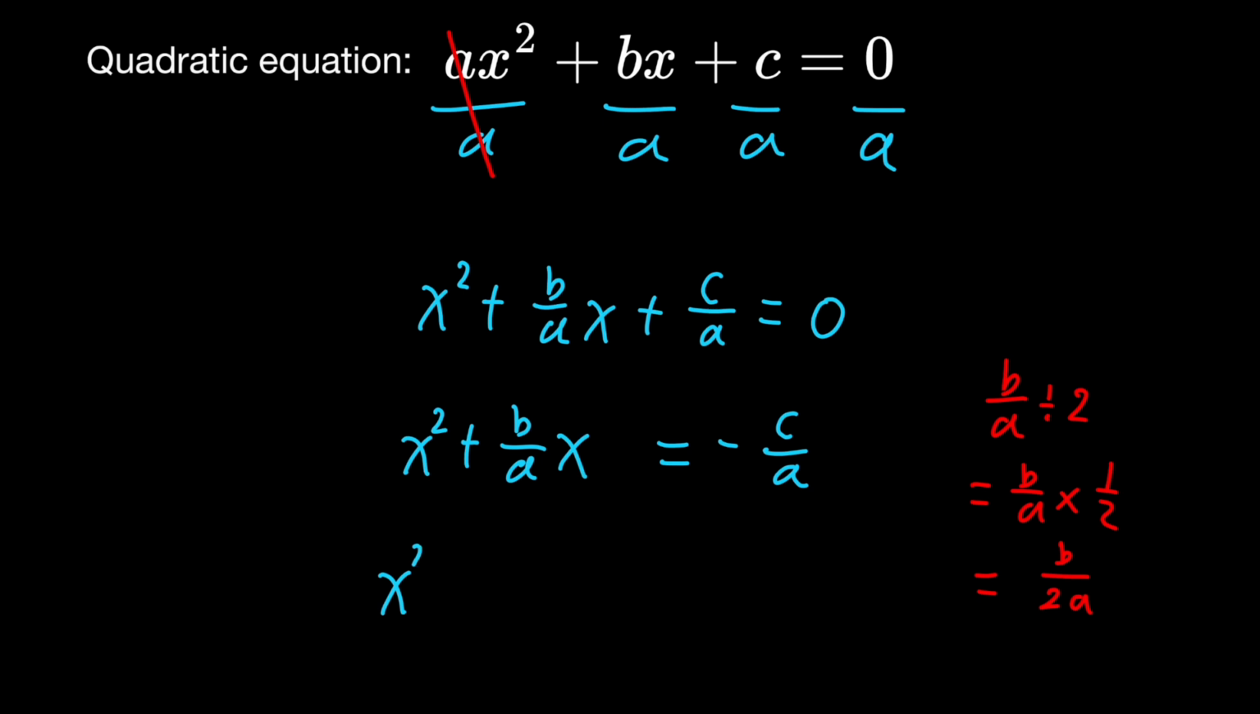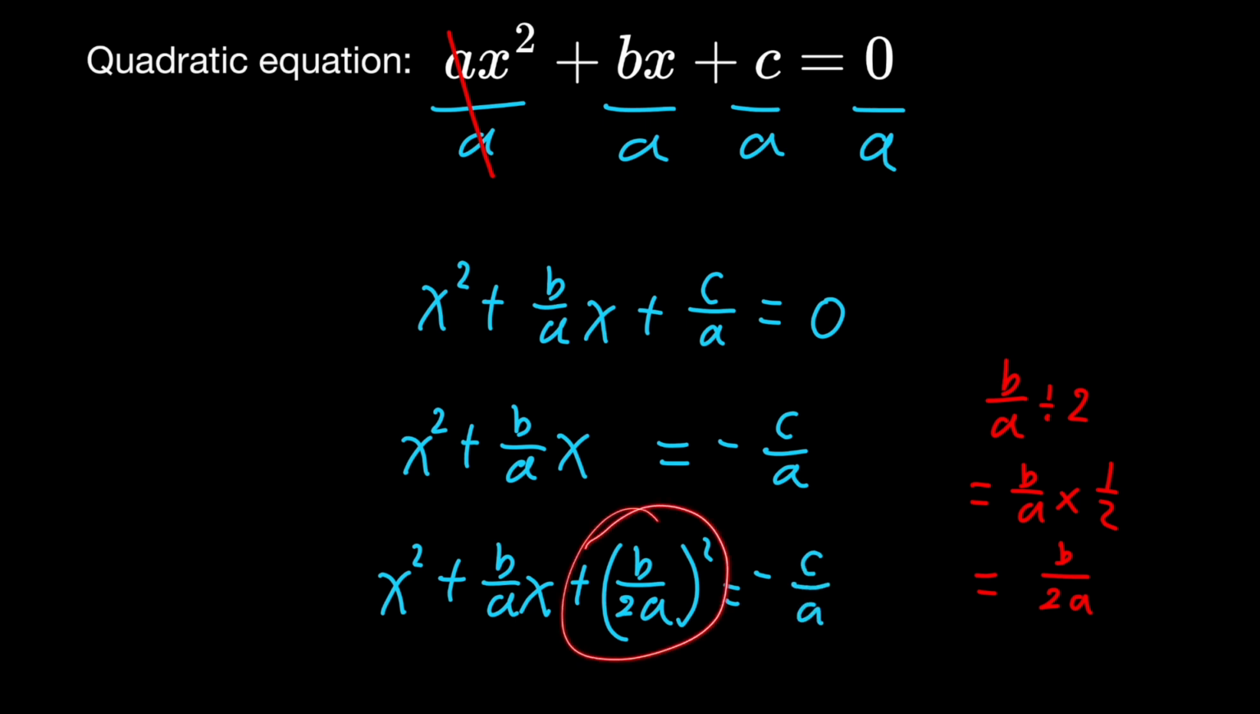So it's going to be x squared, and we put the square of this result, so plus b over 2a squared. But make sure to keep it balanced. Since we put a new term on the left hand side, we have to put the same term on the right hand side to keep it balanced. Otherwise, the equation will be different.